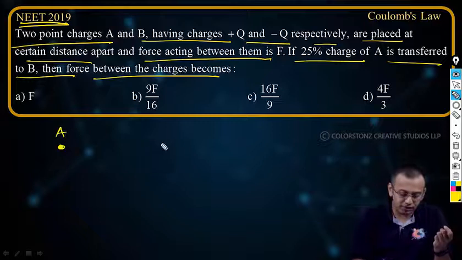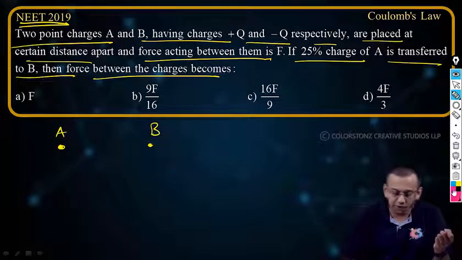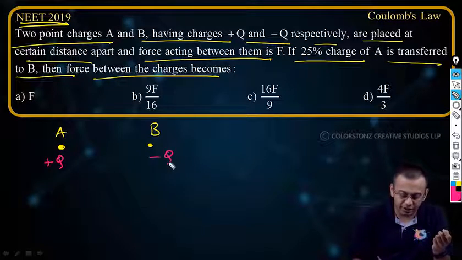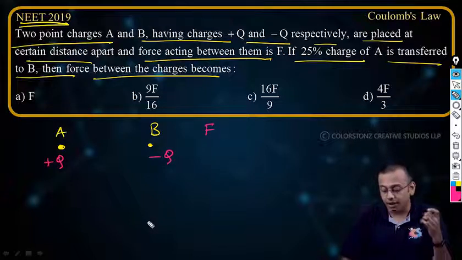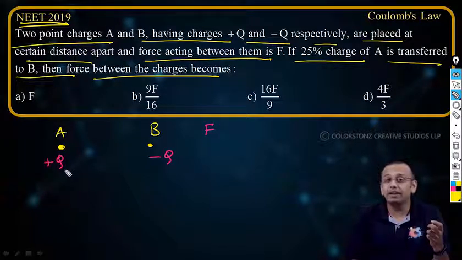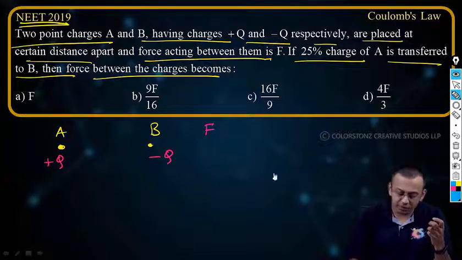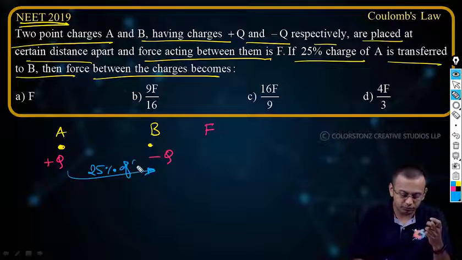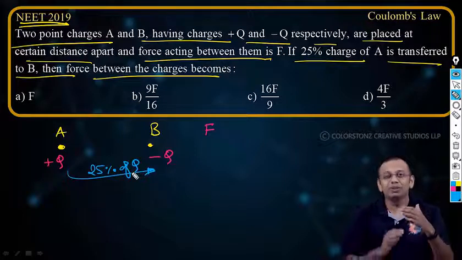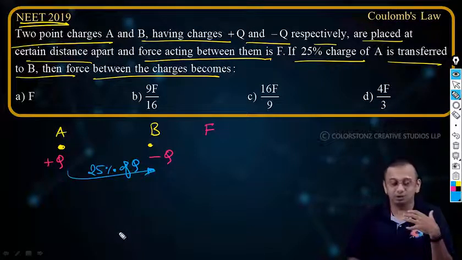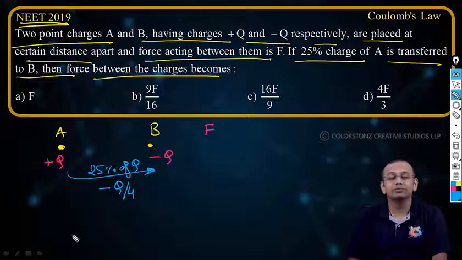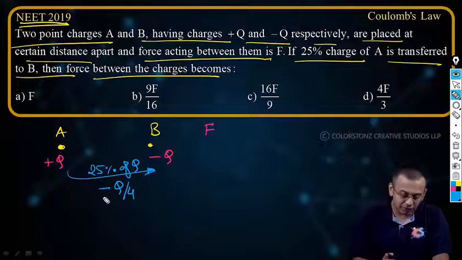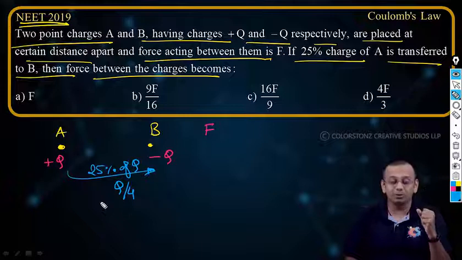So there are two charges, A and B. They have equal and opposite charge. So we have plus Q and minus Q. The force between them in this condition is F. Now, what is being done is 25% charge from this is being sent to the other. 25% of Q. So what is 25% of Q? 25 by 100, that is 1/4. So that means from Q, we are subtracting Q by 4, not minus Q by 4.